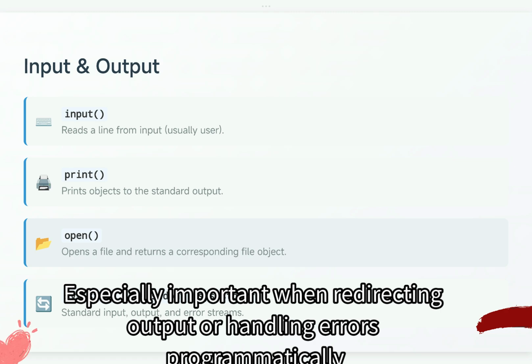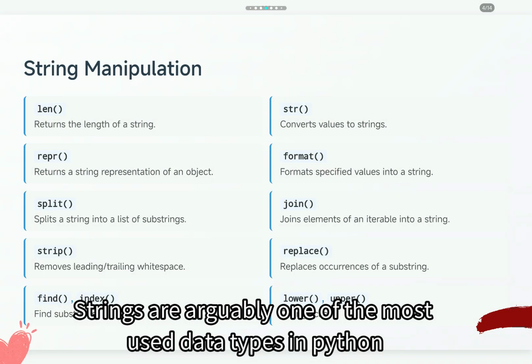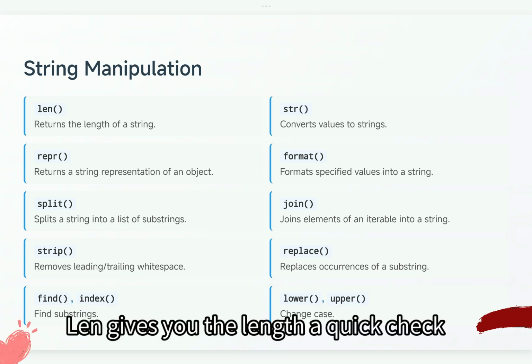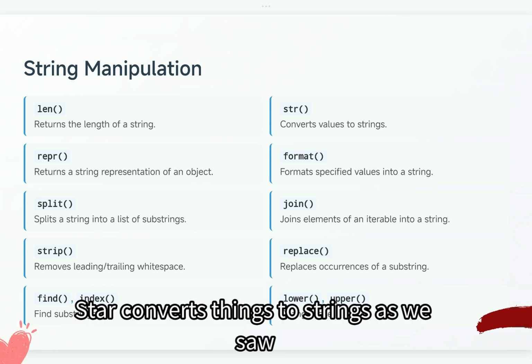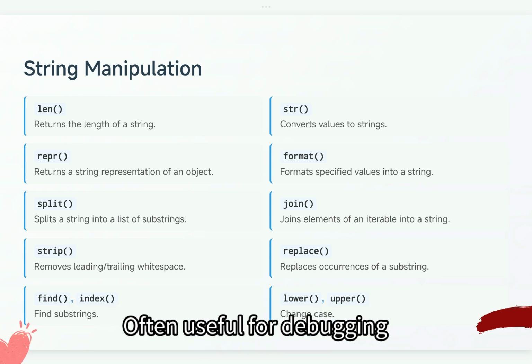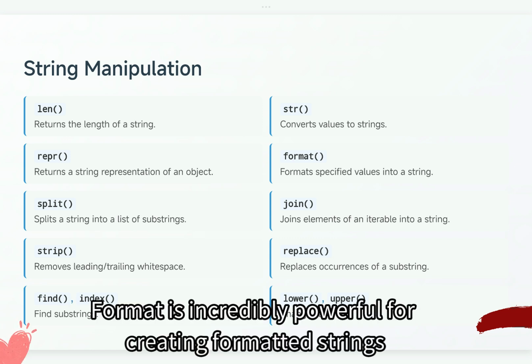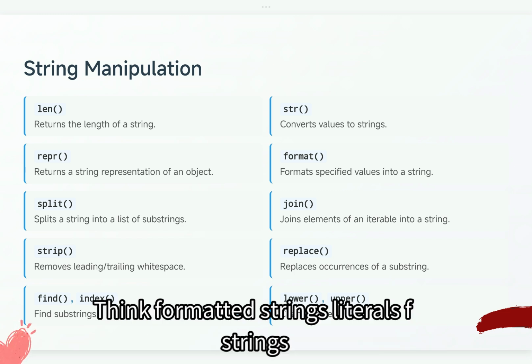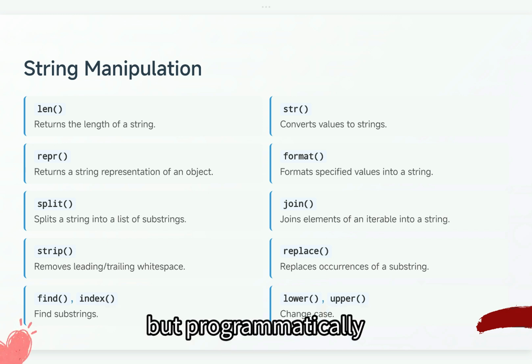Strings are arguably one of the most used data types in Python, so knowing how to manipulate them is vital. Len gives you the length, a quick check. Str converts things to strings, as we saw. Repr aims for a more unambiguous representation, often useful for debugging. Format is incredibly powerful for creating formatted strings, allowing you to insert variables and control alignment, padding, etc. Think formatted string literals, f-strings, but programmatically.